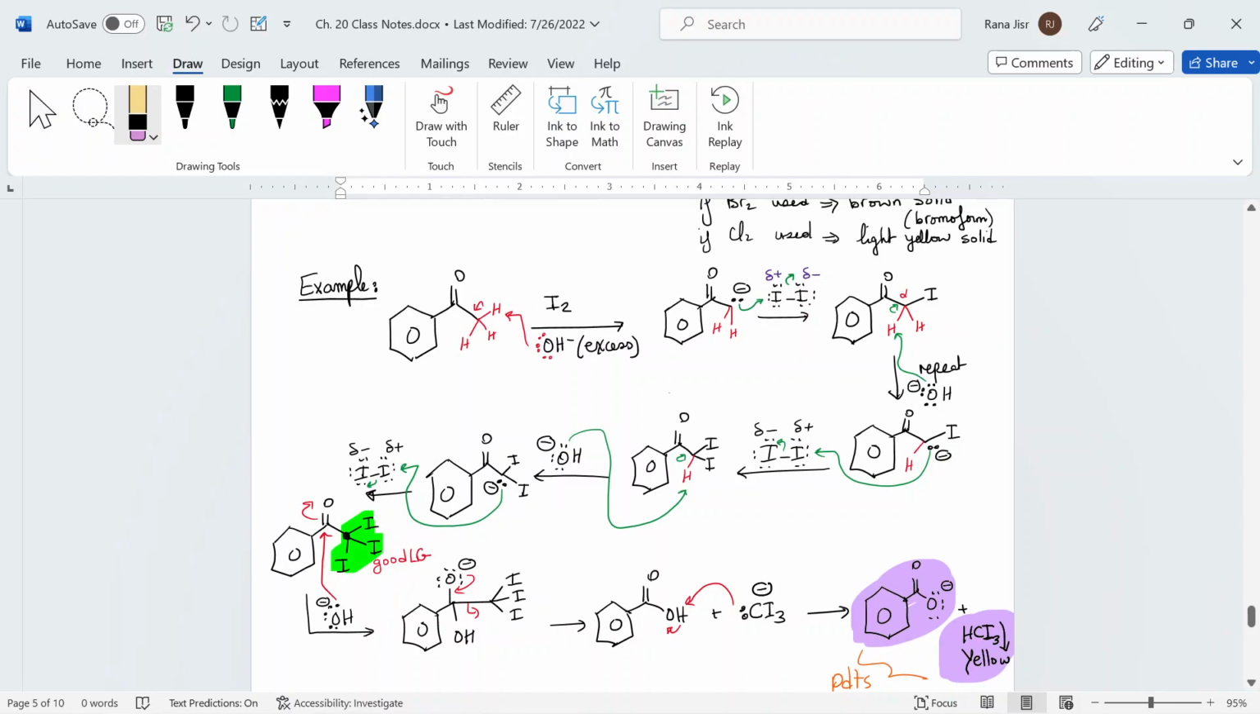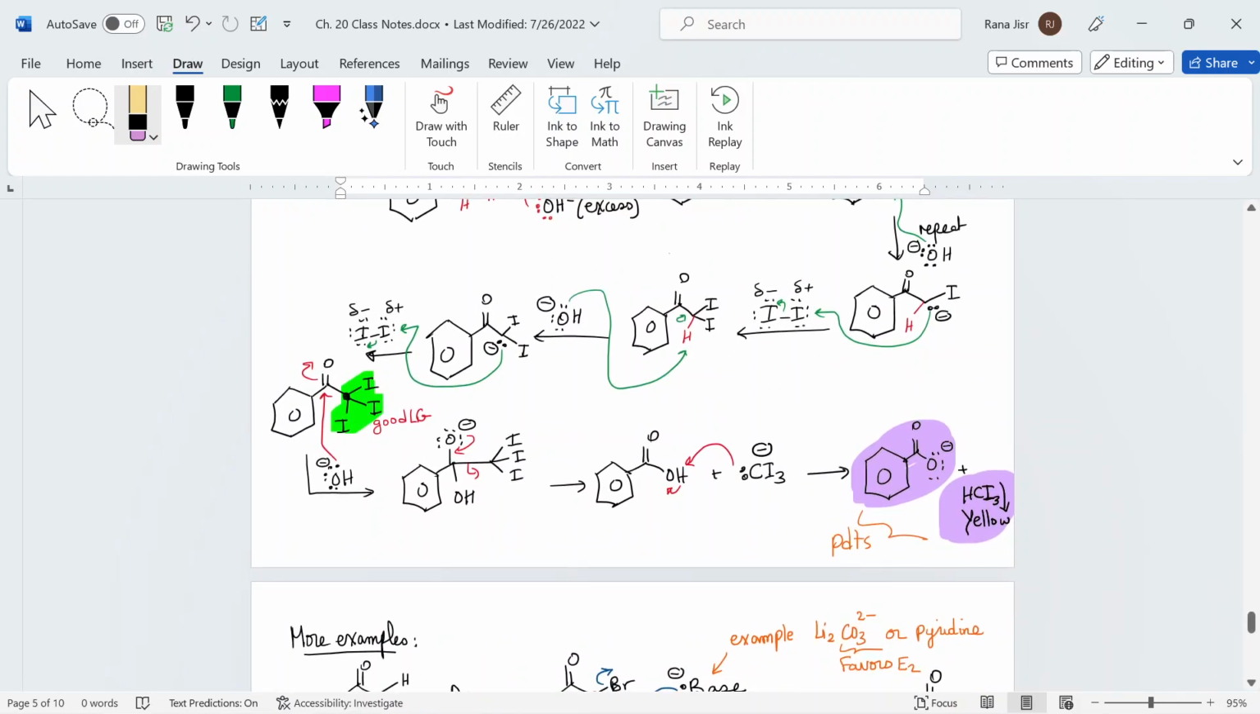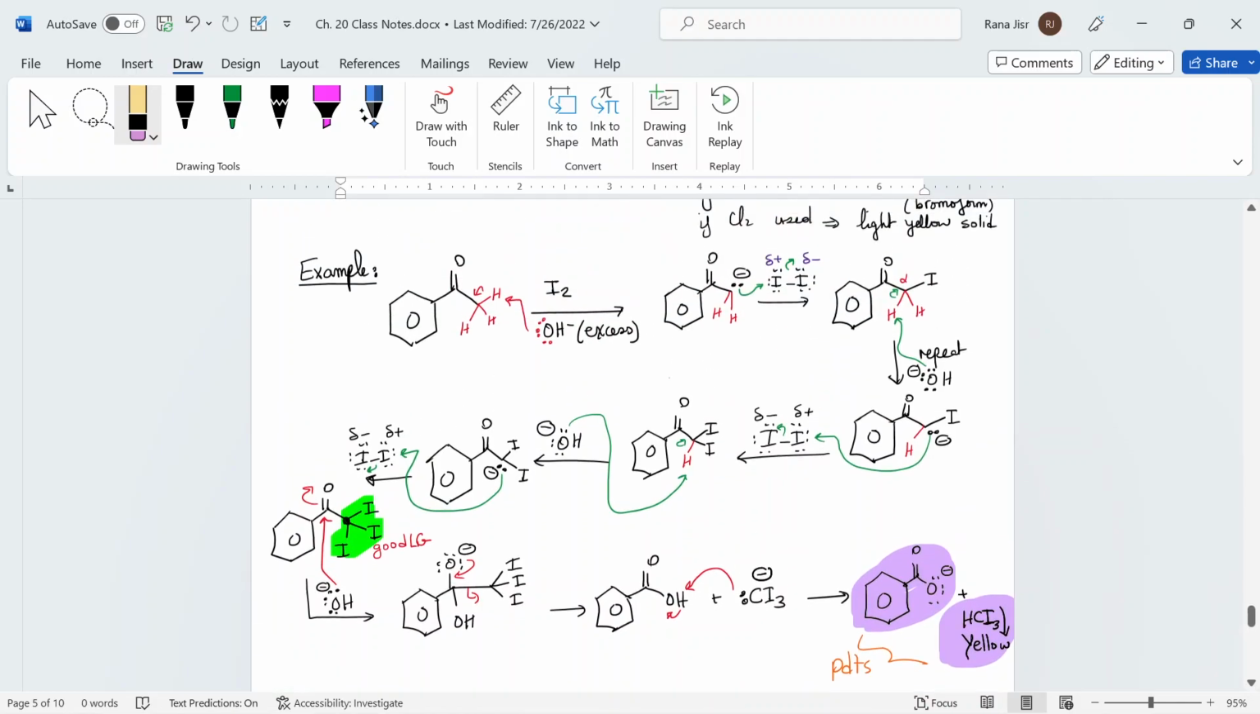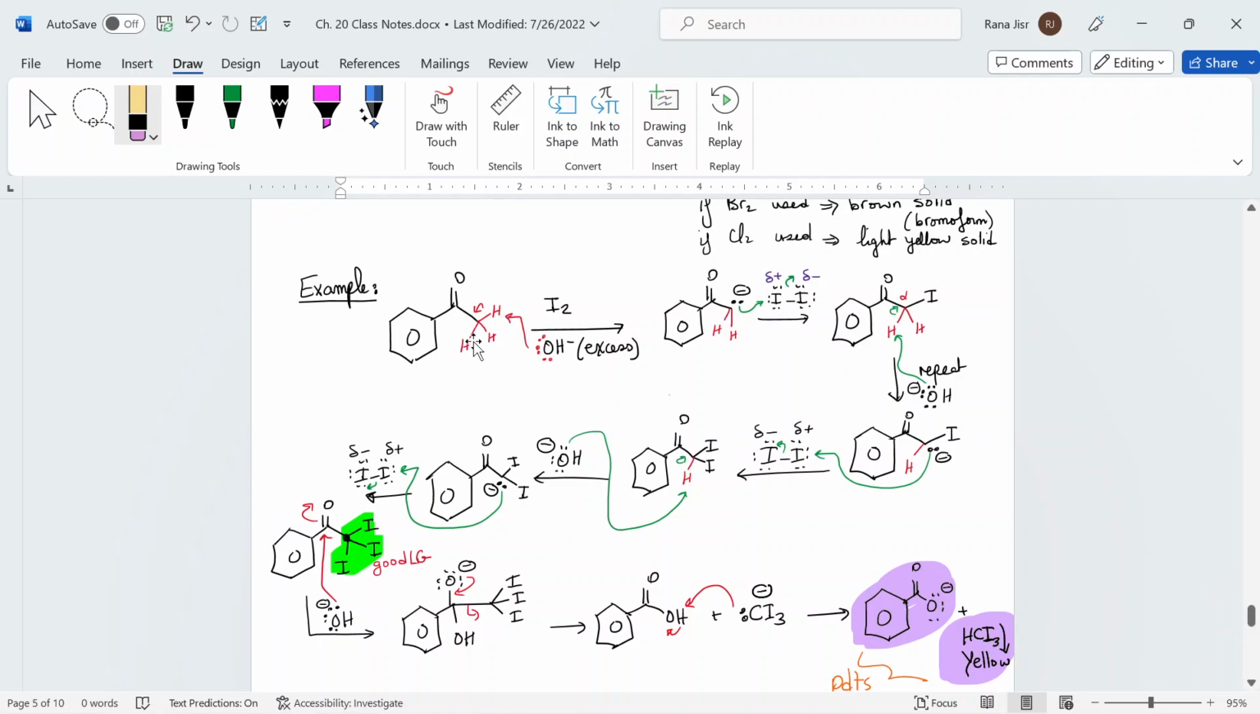This is another example over here with iodine. It's proceeding exactly the same in there. And in the last step, the leaving group is going to come take the acidic hydrogen and you're going to form your iodoform. In this case, this is the yellow precipitate. And that yellow precipitate is an identification that you started with a methyl ketone.